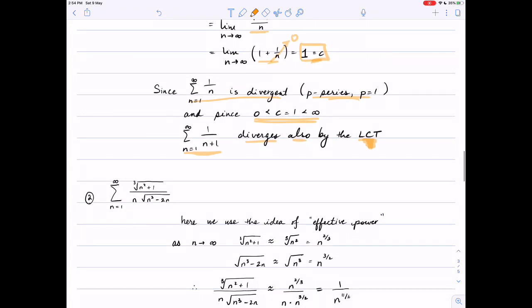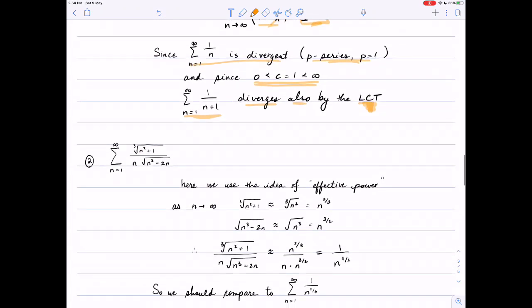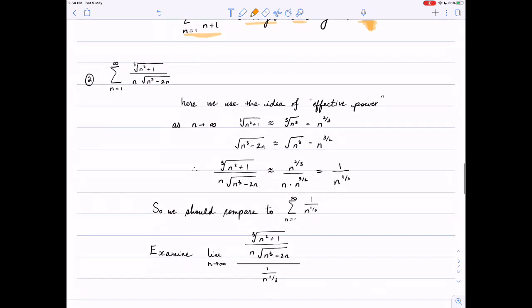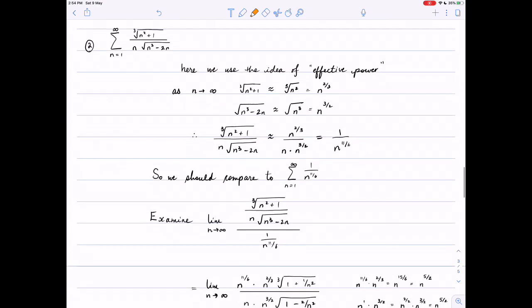Another example here, and we have the series here, which looks quite horrendous, quite complicated. So let's take a look at this series. We've got the sum from n equals 2 to infinity of the cube root of n squared plus 1 over n times the square root of n cubed minus 2n. And we have got a big mess there. So we don't even know right offhand what to compare it to.